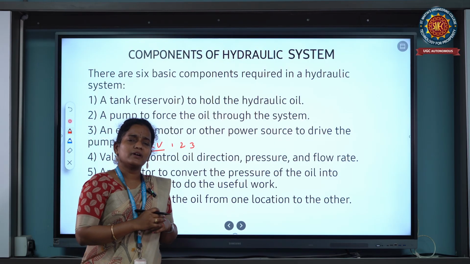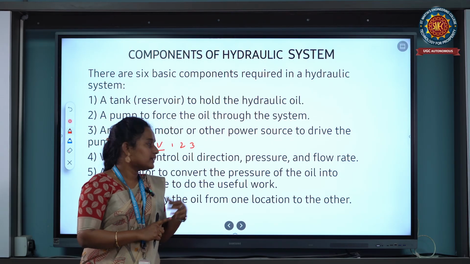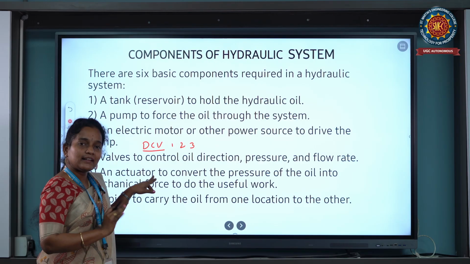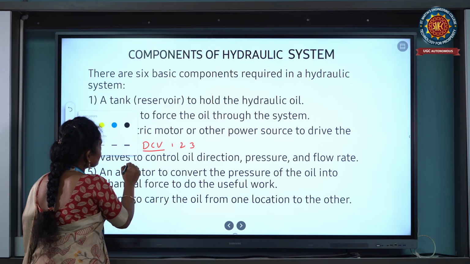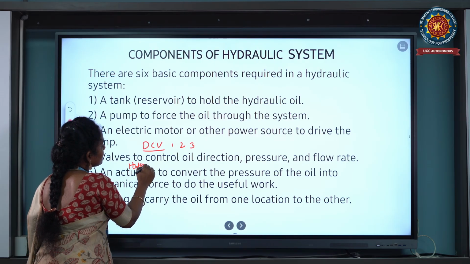We know a number of actuators are there, for example hydraulic and pneumatic, but here the working fluid is oil. That is the reason we are using a hydraulic actuator. Here it is clearly mentioned the actuator is hydraulic.